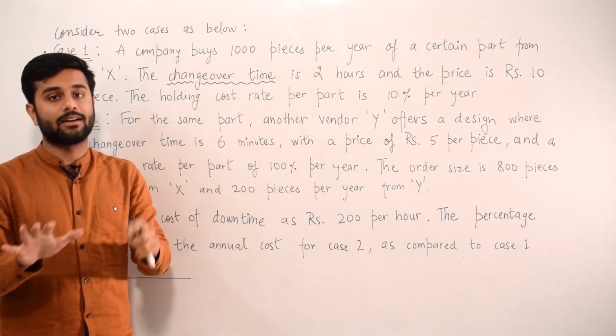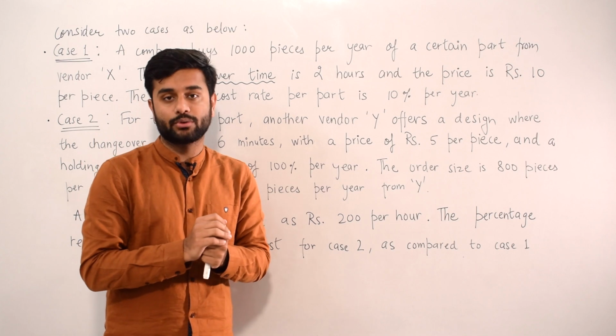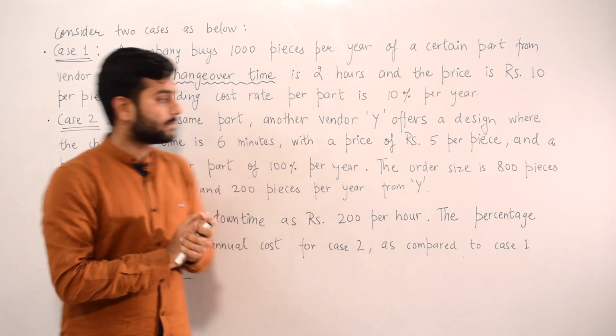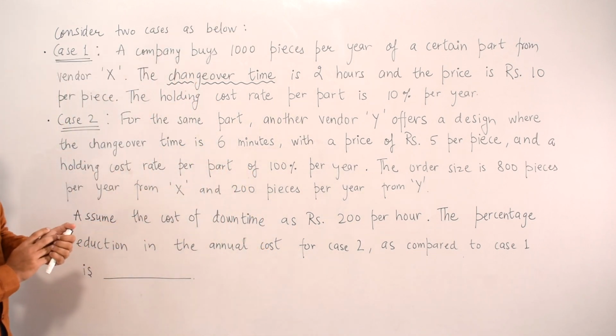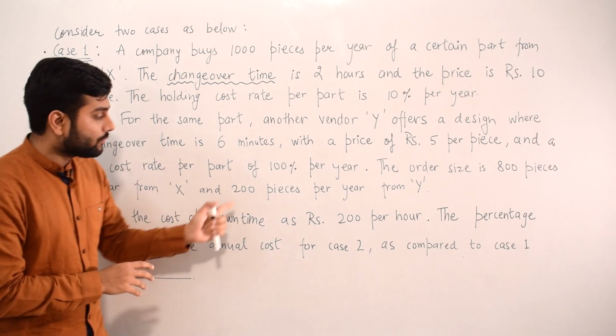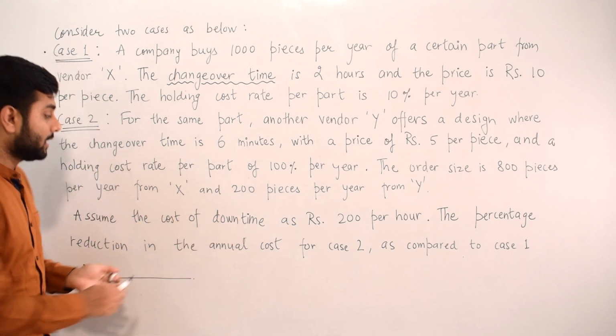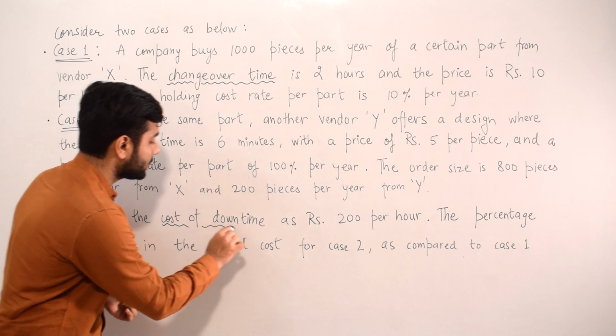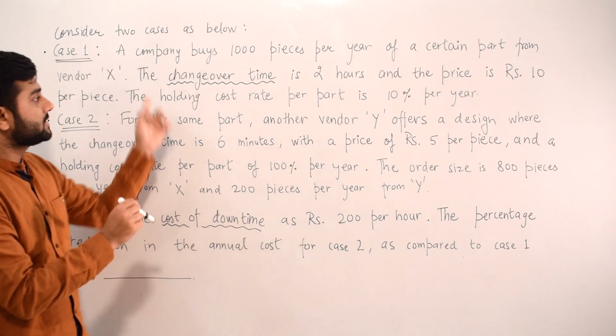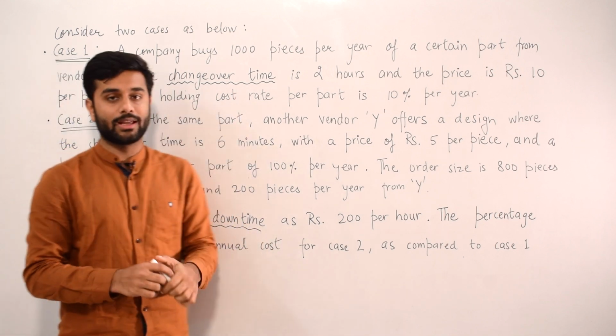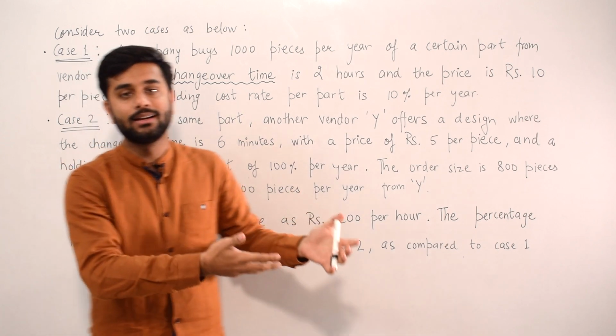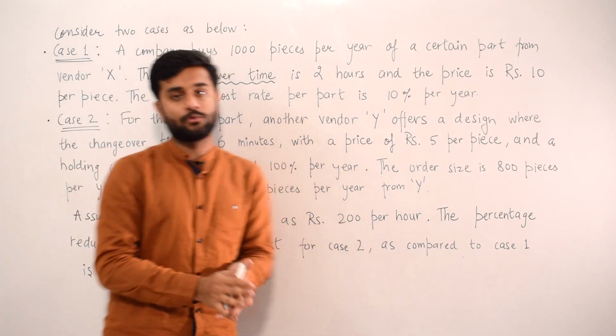This you need to understand, because nowhere else you are going to get this. Now, it says to assume the cost of downtime is rupees 200 per hour. Again, cost of downtime is a new term. This change over time and cost of downtime, these are new terms. So when we discuss the solution, I will tell you what those are.